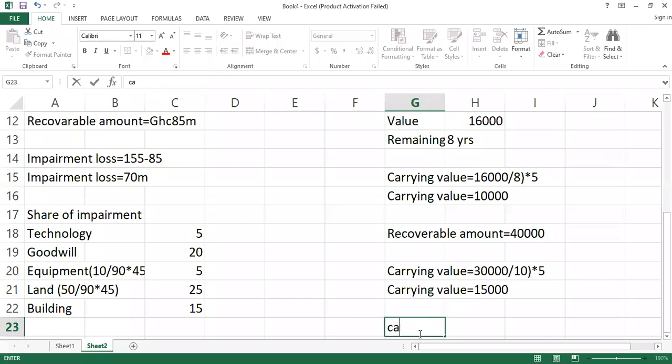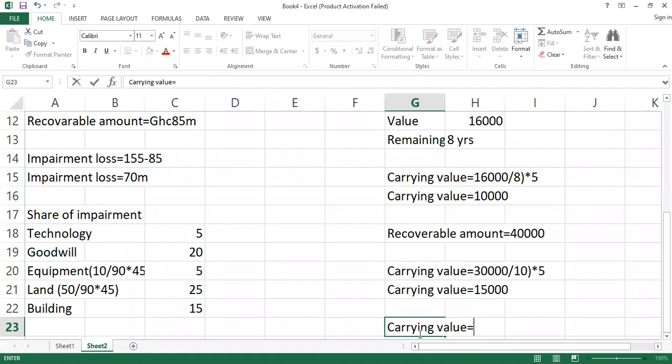Top up. We have to add what? We have to add 5,000 back. Okay. So this 5,000 that we are adding back is the one that we are going to take to the profit or loss as the reversal of impairment. So the reversal of impairment will be only the difference between the original carrying value and the new carrying value after the impairment. At the date of the reversal, what is the carrying value after the impairment?